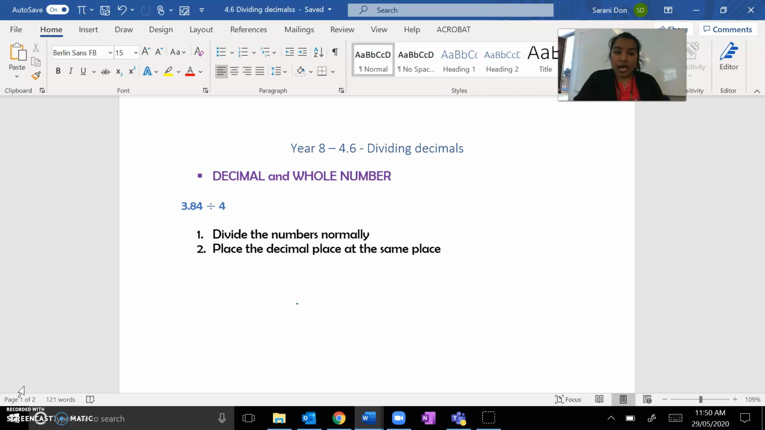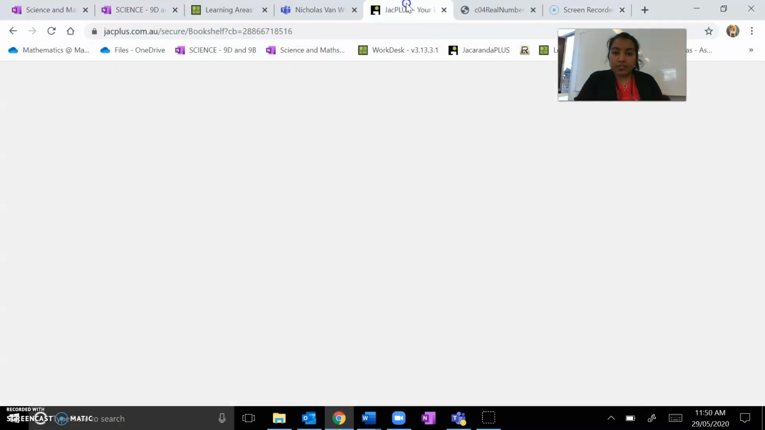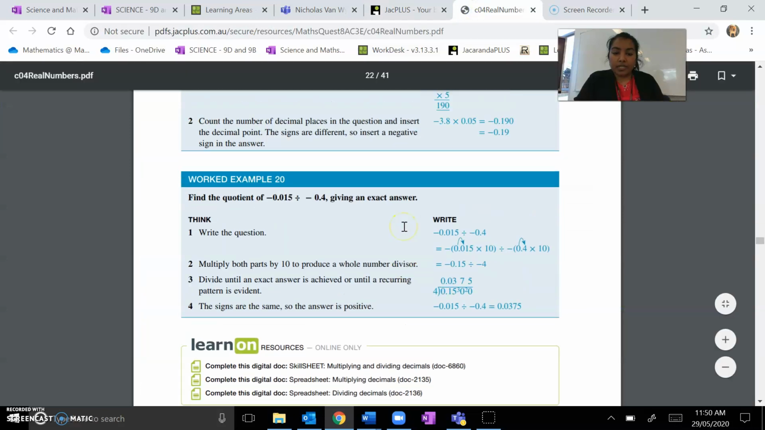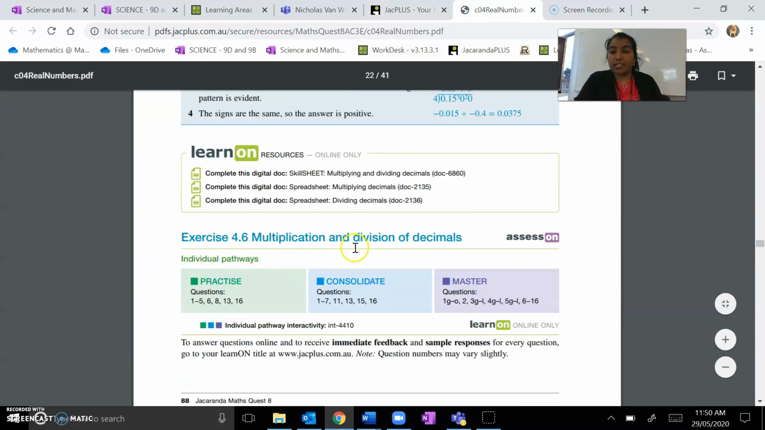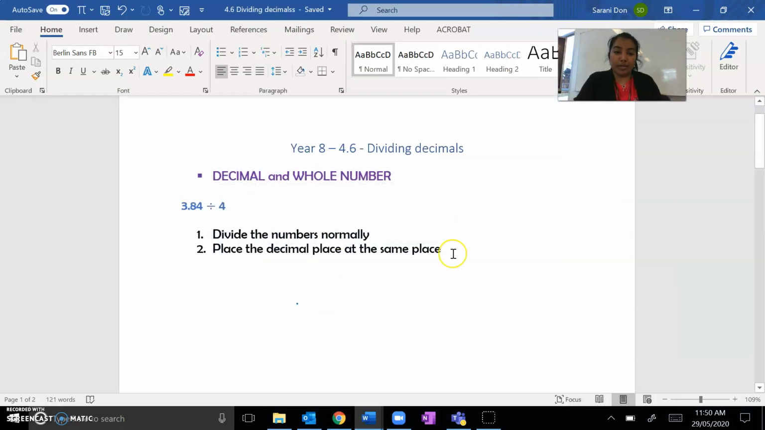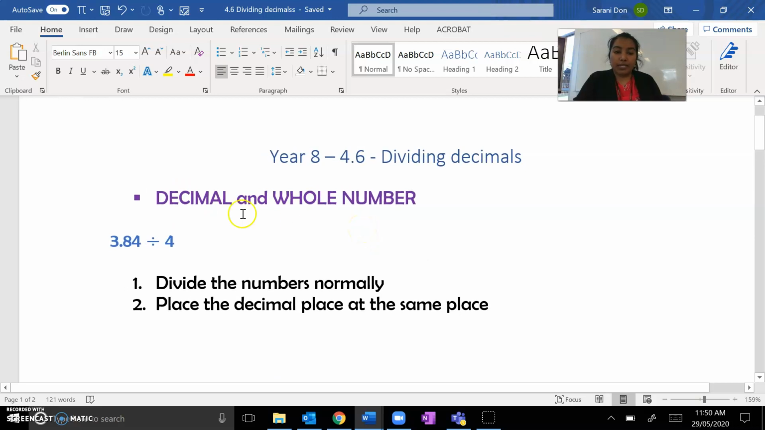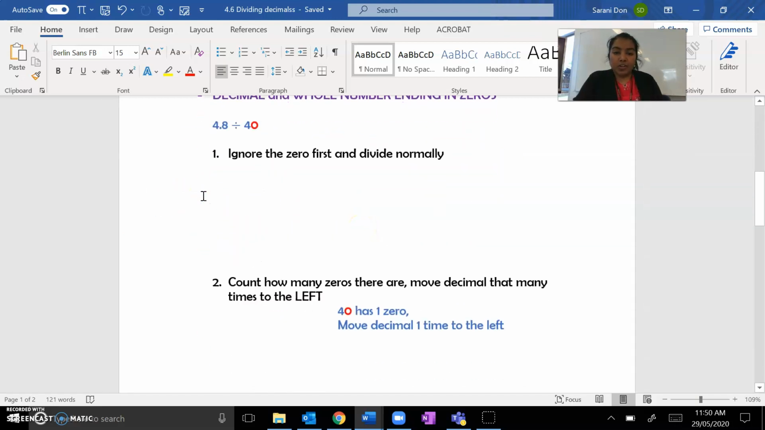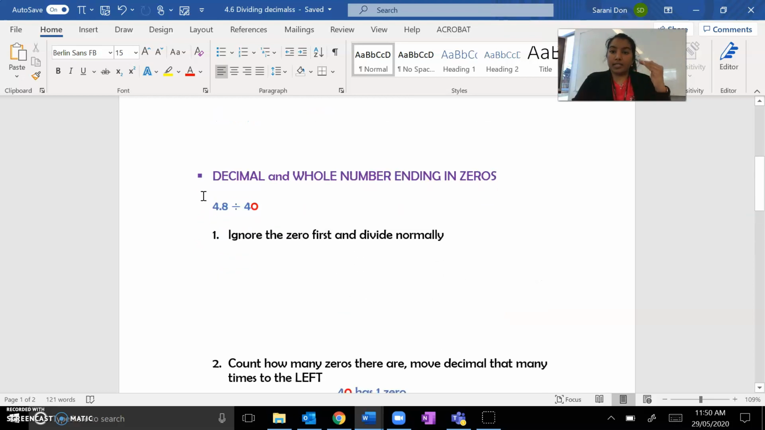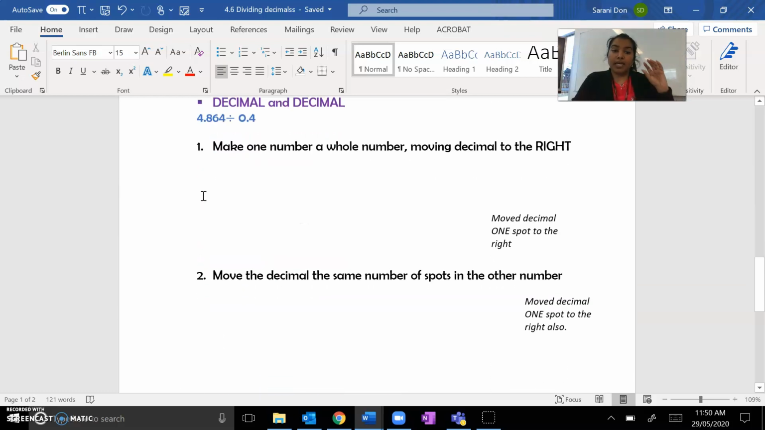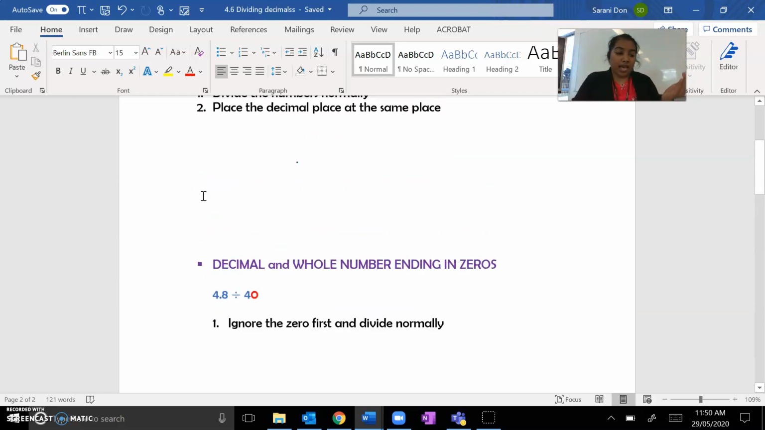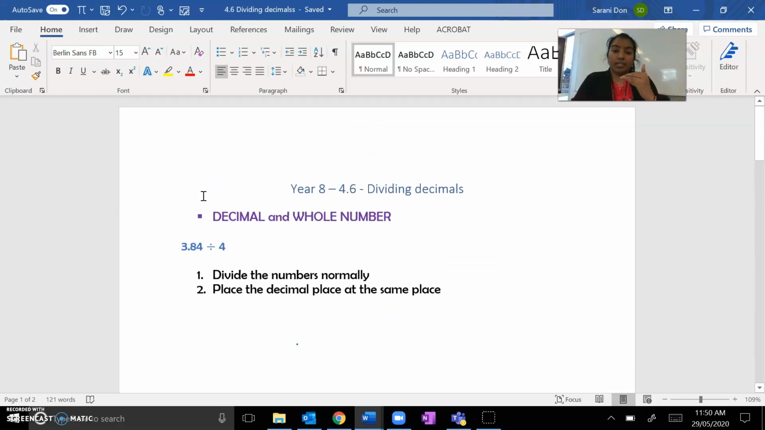This is the Year 8 book 4.6. It's multiplication and division. We've done multiplication, now it's the division part. As you see in this document, the purple writing is the different scenarios you get. There are three different scenarios, and the black writing is showing you the steps that you need to do.